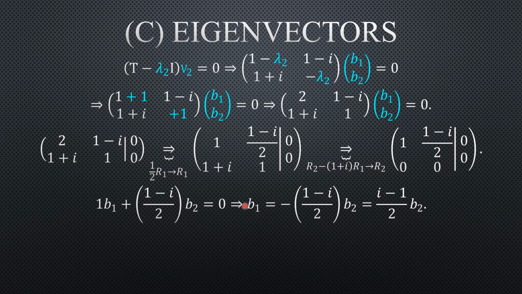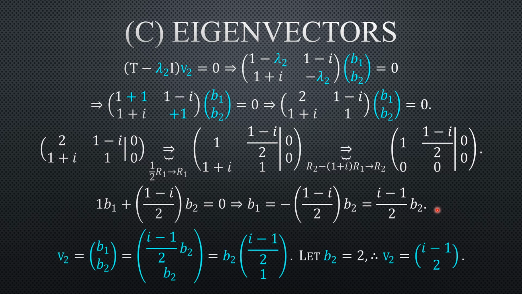But we see that we have a free parameter for B1 in terms of B2. So our general solution takes the form of this. Now, with this free parameter, with this 1/2 right there, it only makes sense to set the free parameter to 2, and then we get an easy to read vector with i minus 1 over 2, with the second component 2 rather. So eigenvectors, we've seen this before, and we'll just go ahead and continue with it.